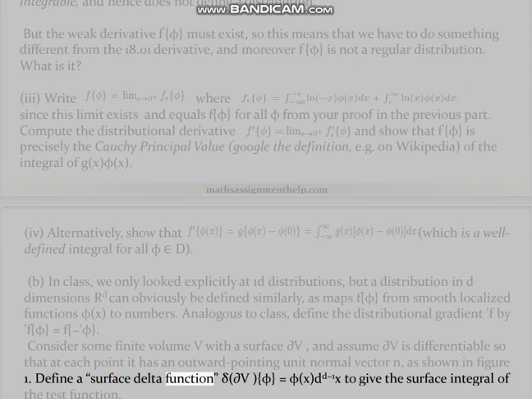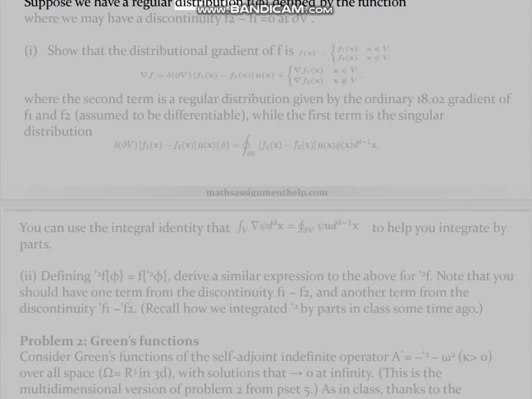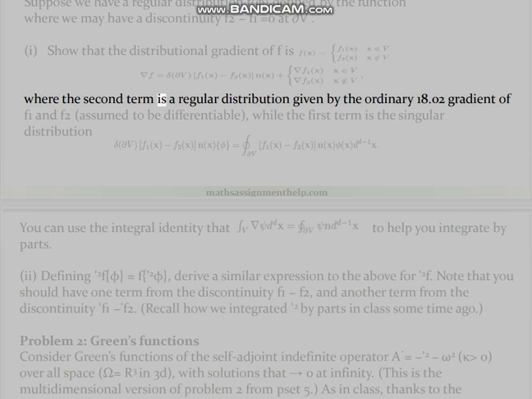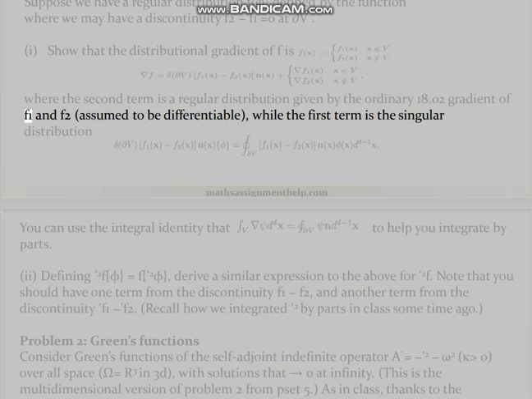Define a surface delta function, delta del V of phi equals the integral of phi(x) dS, to give the surface integral of the test function. Suppose we have a regular distribution f of phi defined by the function, where we may have a discontinuity f2 minus f1 at del V. 1. Show that the distributional gradient of f is as follows, where the second term is a regular distribution given by the ordinary 18.02 gradient of f1 and f2, assumed to be differentiable, while the first term is the singular distribution.